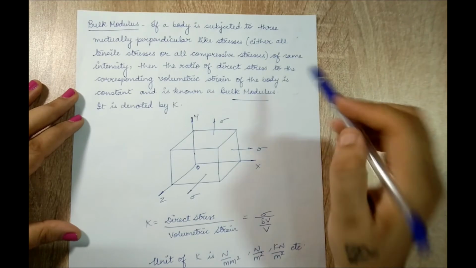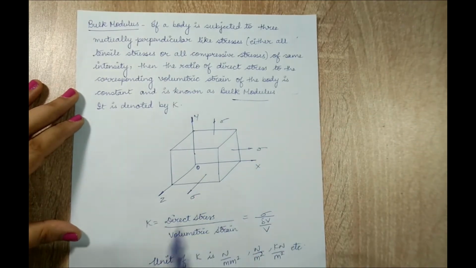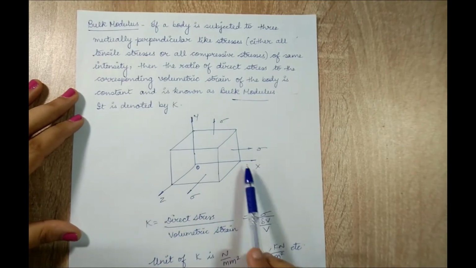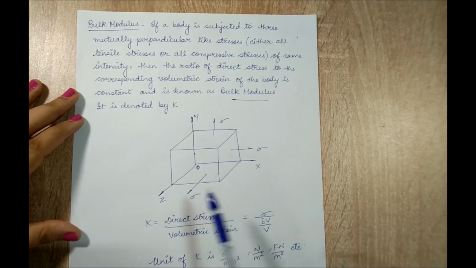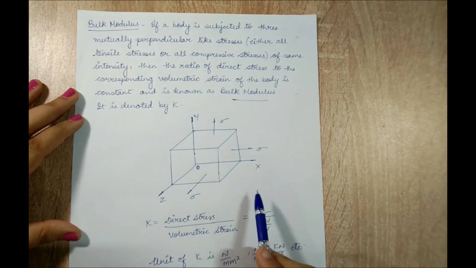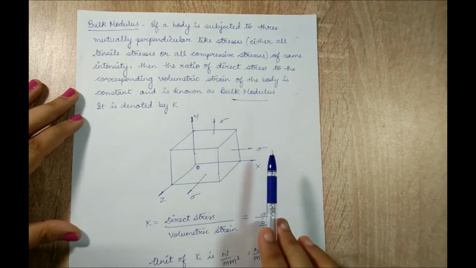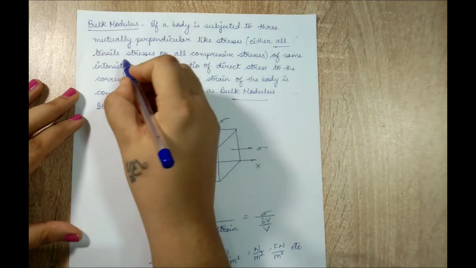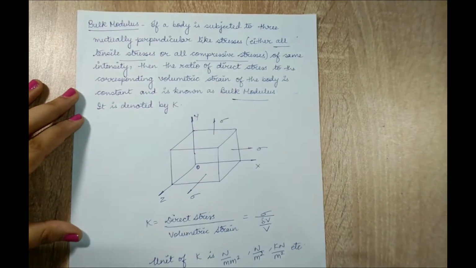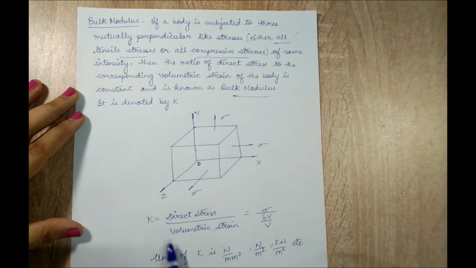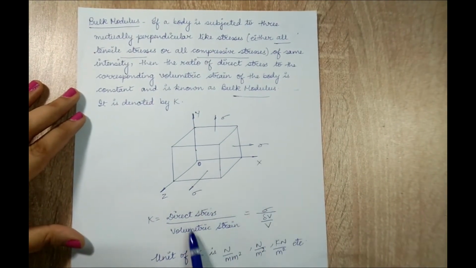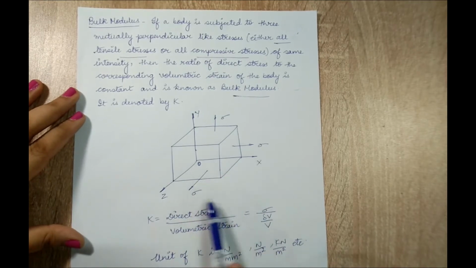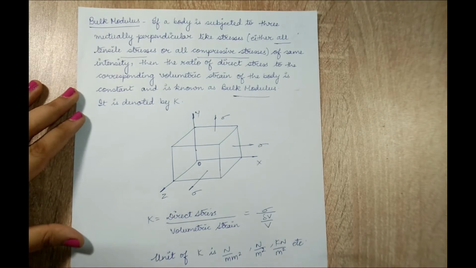Now, long story cut short, if you see this diagram, this is a rectangle. I have shown three stresses. All the three stresses that I have shown are of tensile type. It could be of compressive type also, but all three have to be necessarily either all tensile or all compressive type. Then in that case, when you take the ratio of this direct stress to the volumetric strain in the body, that is called bulk modulus.